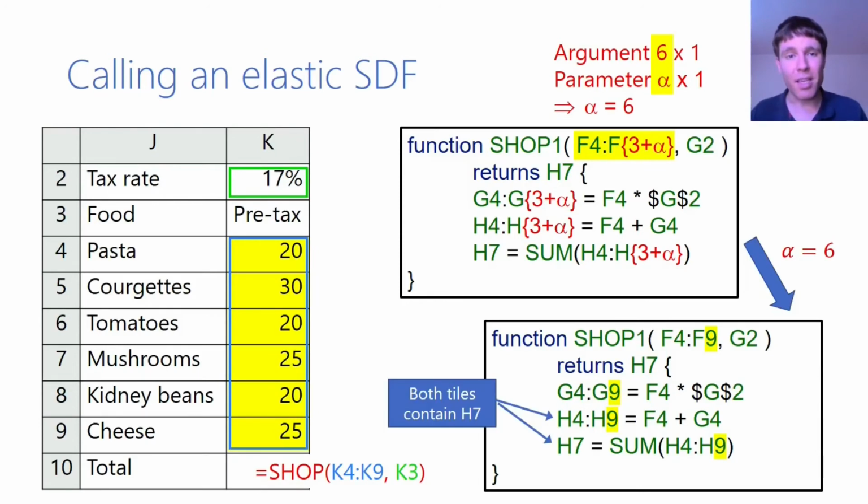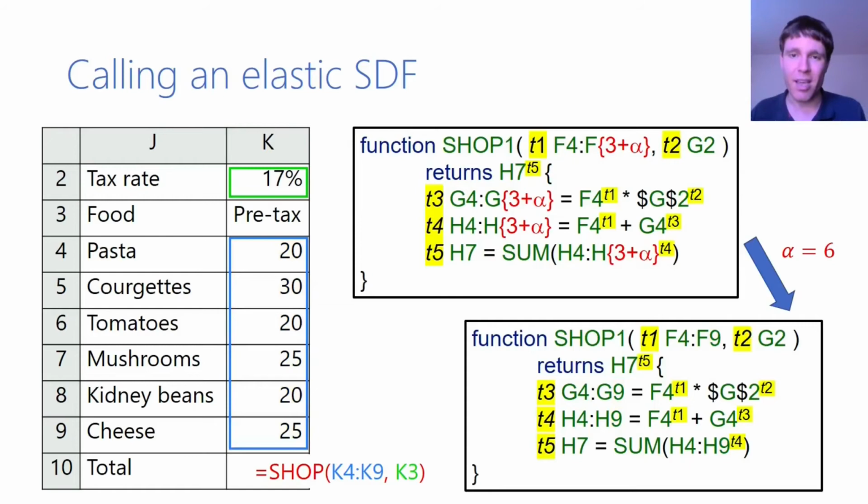Note that tiles may collide when they expand. We address this by labeling each reference with the tile or tiles it originally pointed to, and having it read only from those tiles, even if others overlap them. Here, the reference in the sum reads the H7 of tile 4, while the output reference reads the H7 of tile 5. We do this for all SDFs, but to reduce clutter, we won't show the labels for the rest of the talk.